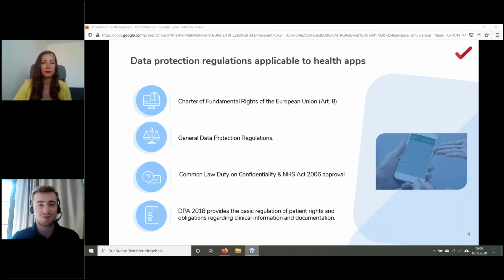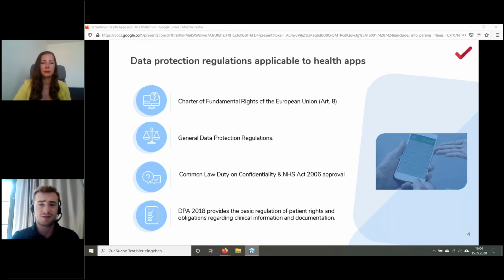Okay, so in the UK, there are a number of legal frameworks and regulations that cover how patient data must be looked after and processed. The Charter of Fundamental Rights provides basic rights to individuals, such as the right to protection of data referring to themselves, that it must be processed fairly for a specific purpose and with the appropriate consent. There'll be some more on that later, or for any other legitimate basis. And finally, that everyone has the right of access and to amend their data.